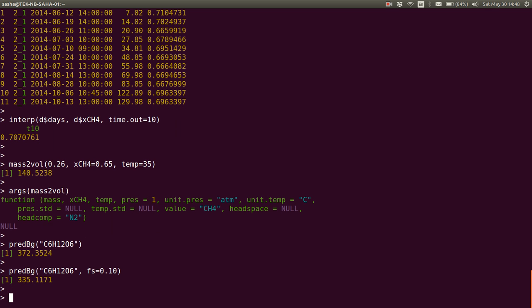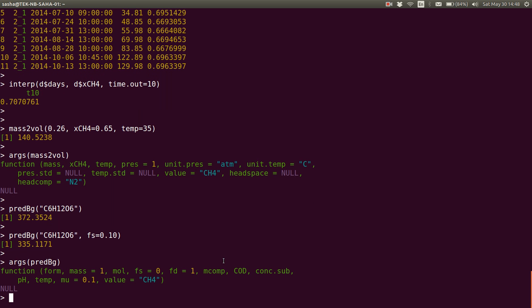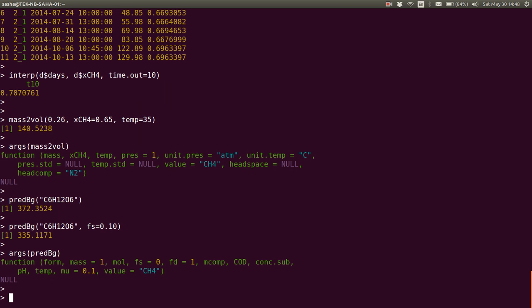predBG can do a lot more. So we can specify COD, for example, instead. We can specify some degradability fraction of the substrate. Perhaps it's not all degradable. And if we also give a substrate concentration, a pH, and a temperature, the predBG function can calculate CO2 partitioning between biogas and solution, and so give us an estimate of biogas quality as well.